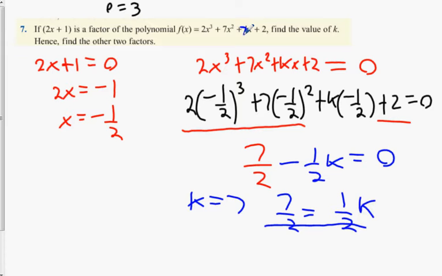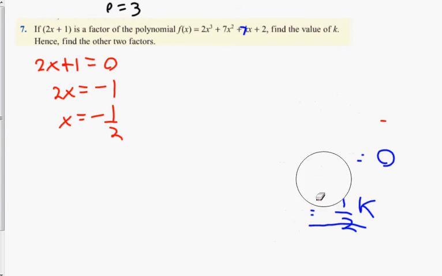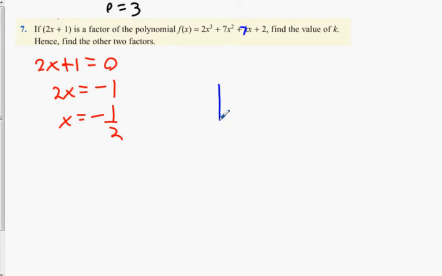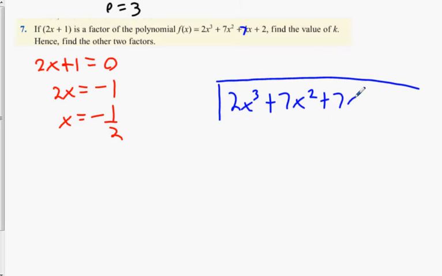Long division, exactly. So you go back, you rub all that out, and then at the very start, what you're going to have is 2x cubed plus 7x squared plus 7x plus 2. And then what else are you going to have? 2x plus 1. Okay, divide. What goes here? X squared.